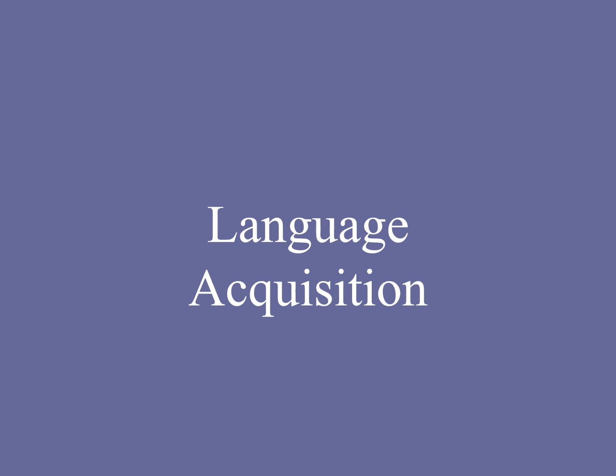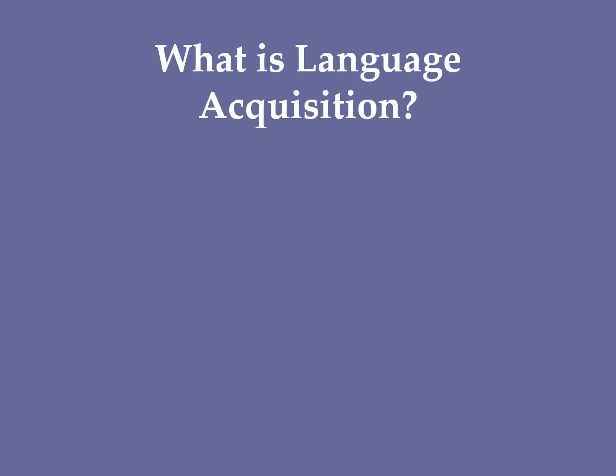Hello everybody, today we're going to be talking about language acquisition and what is language acquisition. So although how children learn to speak is not perfectly understood, most explanations involve the observation that children copy what they hear and the inference that human beings have a natural aptitude for understanding grammar.